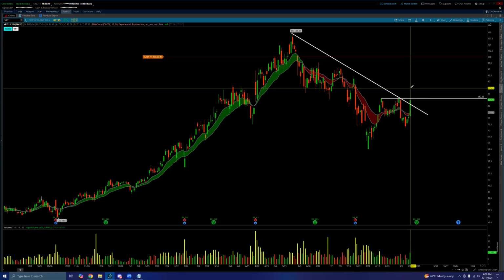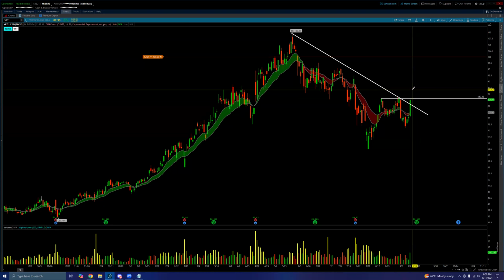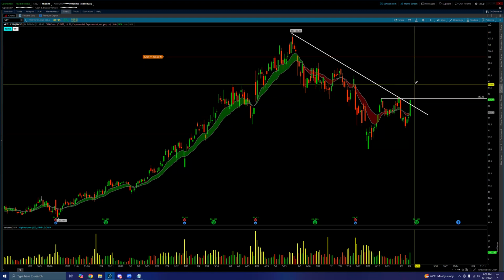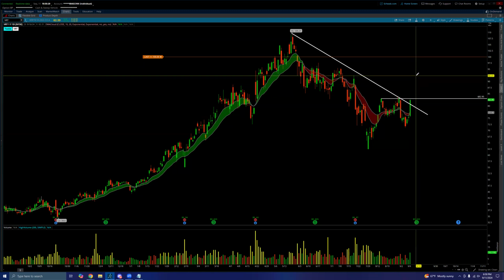Yeah, above 83, it's pretty clear skies. Up to about 86-ish is what I would be expecting there. And then above that, you're really looking to the 90s and probably 93s. But this looks nice, Norman.